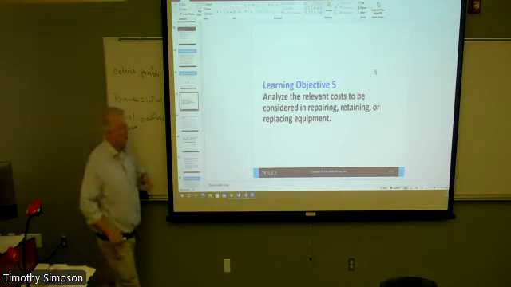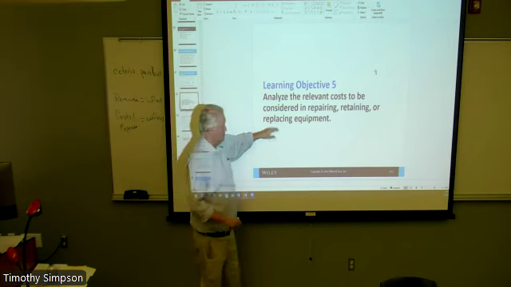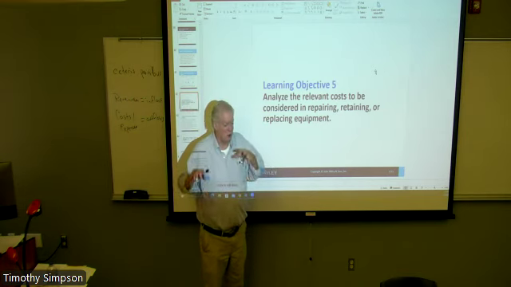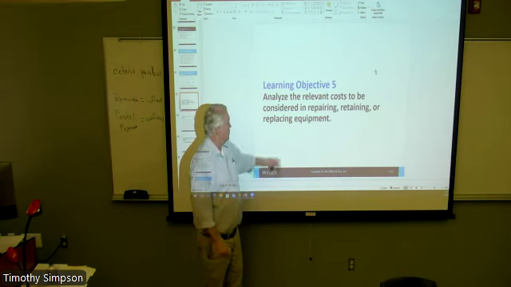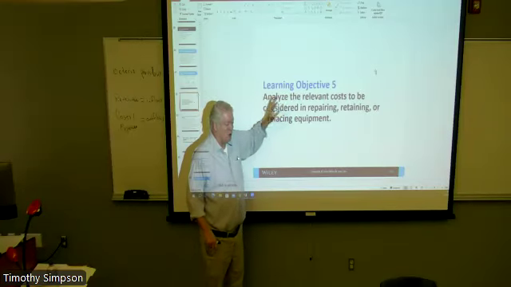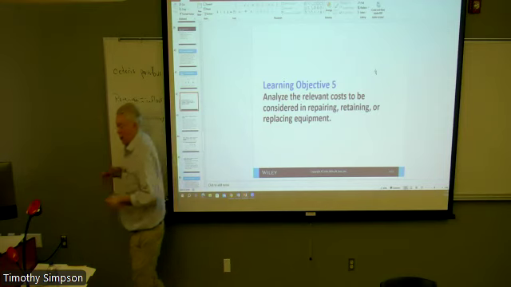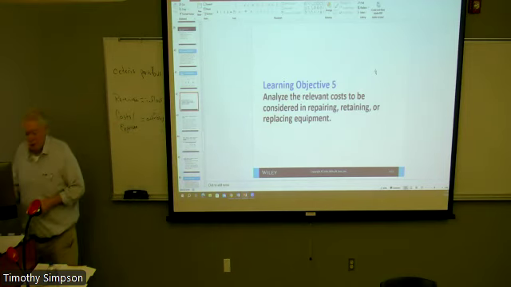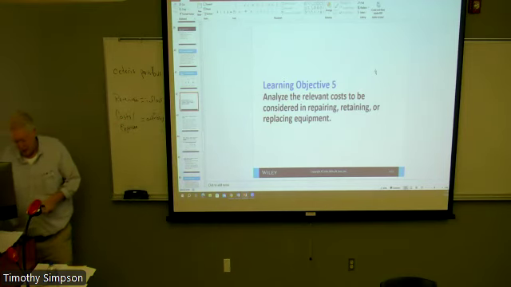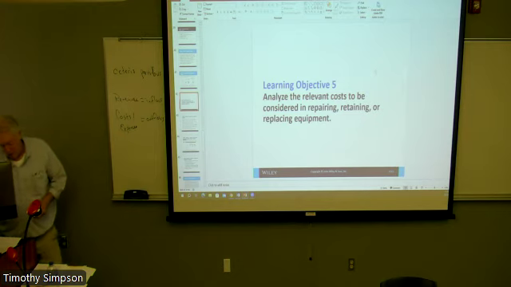Remember, fixed assets are those assets that are fixed, not because they're fixed in place. 18-wheelers are not fixed in place, but they're fixed on the balance sheet. And the question is, at what point do we stop using those and replace those? We can repair them, and that's an option. We can repair them if they keep breaking down. But nonetheless, we may not want to keep doing it.